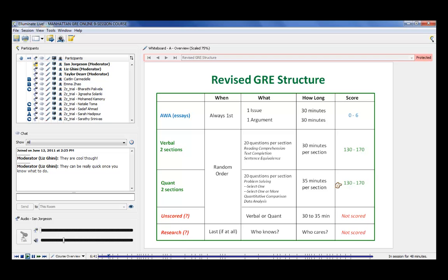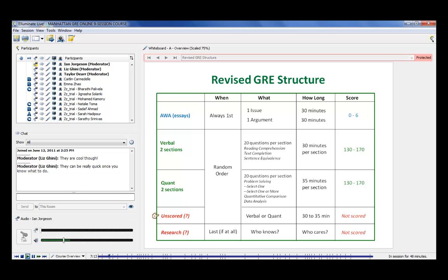Some people are also going to see an unscored additional verbal or quant section, and that could appear within the other four sections, sort of any order. If you do receive one of those, you won't know which of the sections you got was the unscored one, but you'll know you got one because you would have seen 5 sections total instead of 4. This is just a way for them to test out future questions.